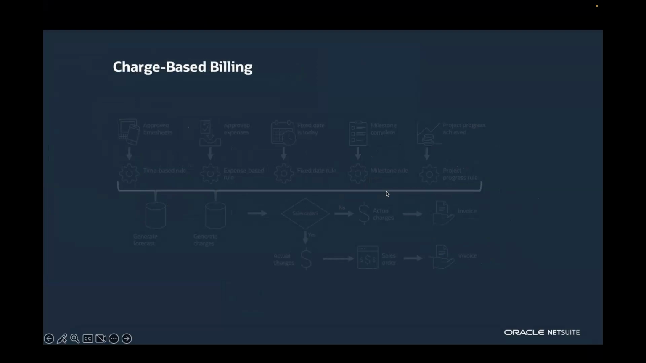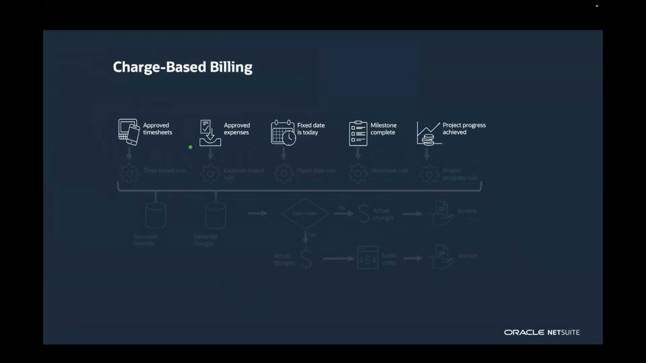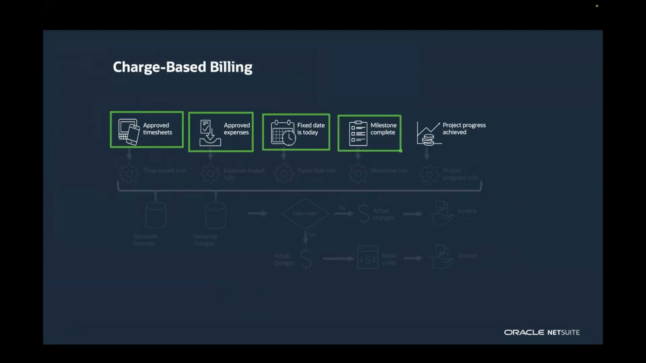The way charge-based billing works in NetSuite is we have various expenses that are entered on our project, such as approved timesheets and approved expenses. We might have what we call a fixed date rule. A fixed date rule is where we may have agreed with our client that we're going to bill them an X amount when their project goes live, or when a milestone is completed. All of these are types of charges, including project progress achieved.